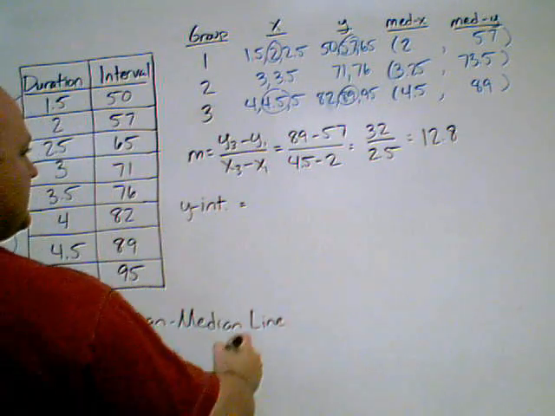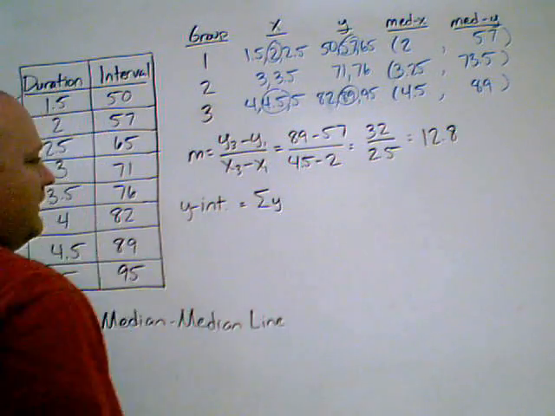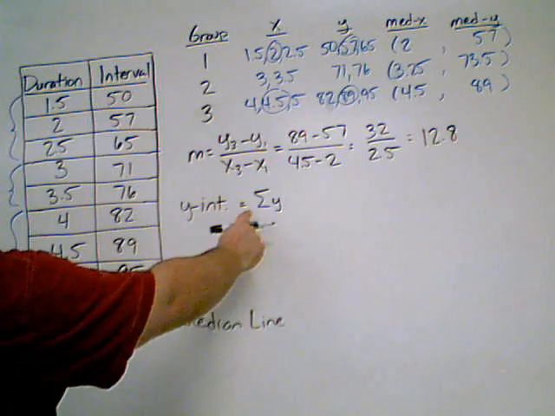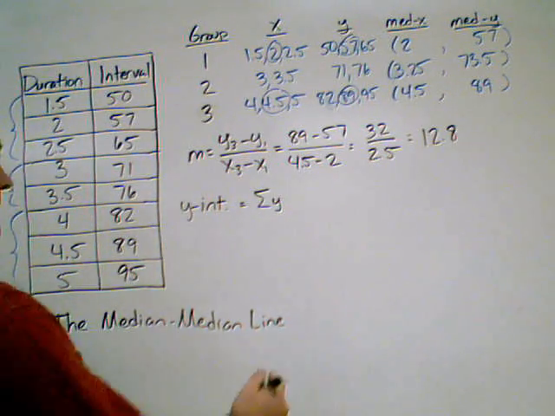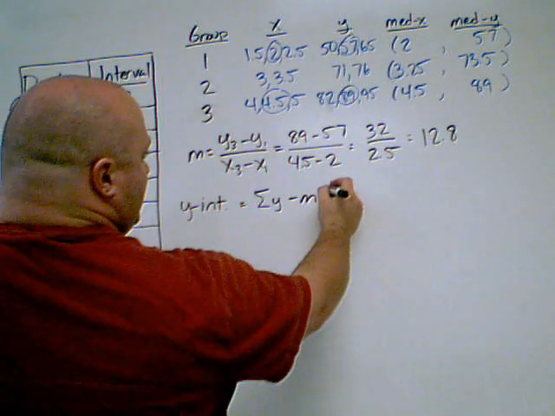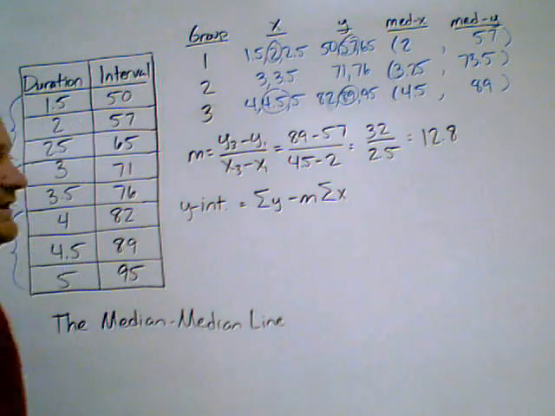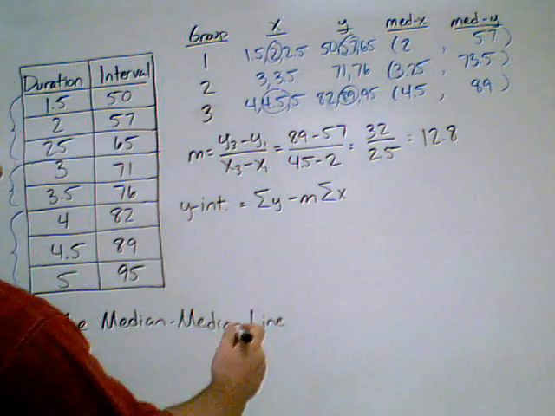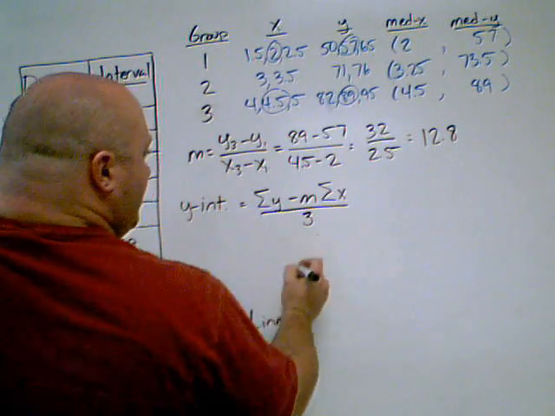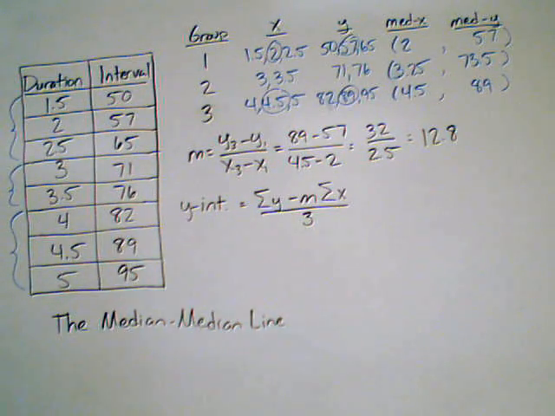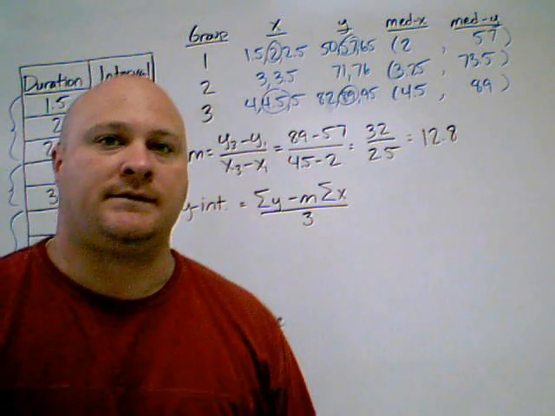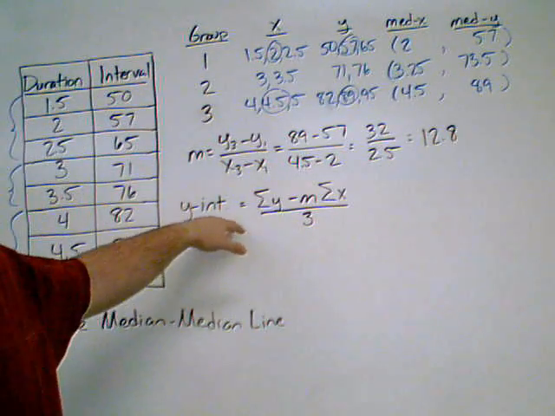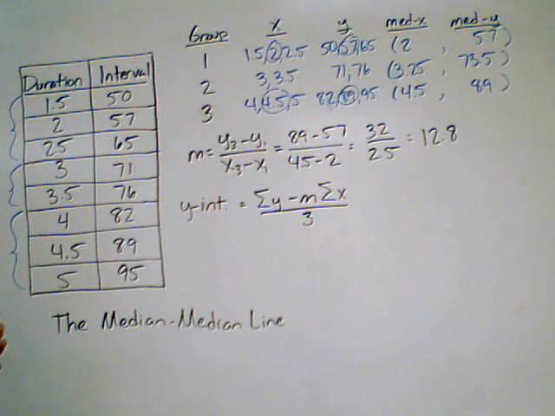What I'm going to do is take the sum of the y values in my medians column. This is an uppercase sigma. It means sum in mathematics. Then I'm going to subtract the product of the slope times the sum of those x values, which is in this column. Then I'm going to divide the whole thing by 3. Now the traditional way to use the median line is a lot longer and it's pretty messy. So this formula combined with our slope is going to help us get there a lot quicker.